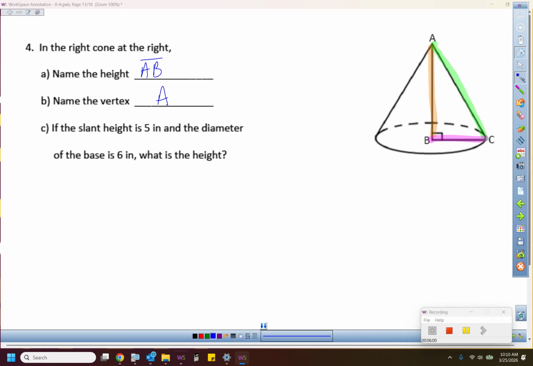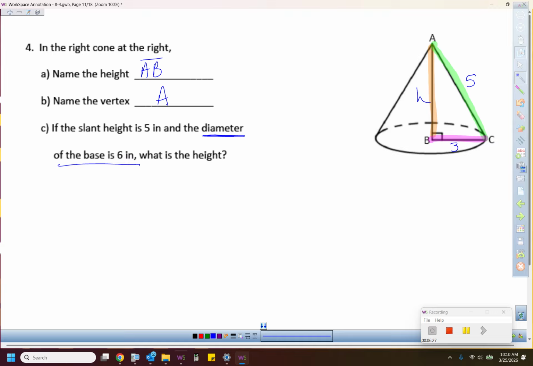So they say if the slant height is 5 inches, that's going to go on the green guy right there. And the diameter of the base is 6 inches. That pink thing is not the diameter. What's the pink thing right there? It's the radius. So if the whole diameter is 6, that should be half as much, which is 3. Are we cool with that? And they say, what is the height? Well, since they don't tell me, I'll call him H.